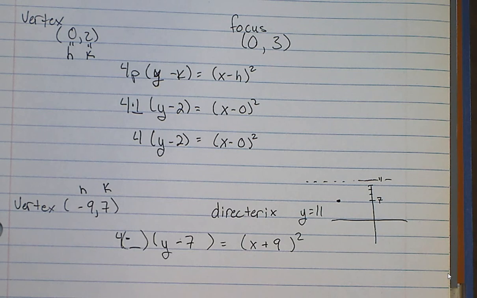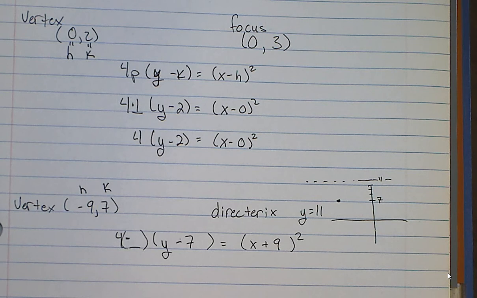It opens down because the directrix is always outside of the parabola. And if the directrix is here, the parabola can't open up because then it would touch the directrix. The parabola doesn't touch it. It has to open down so that it doesn't touch. Just like on the other one, I knew that it opened up because the focus was above the vertex. So the focus has to be inside the parabola, so it had to open up. A little bit of logic.